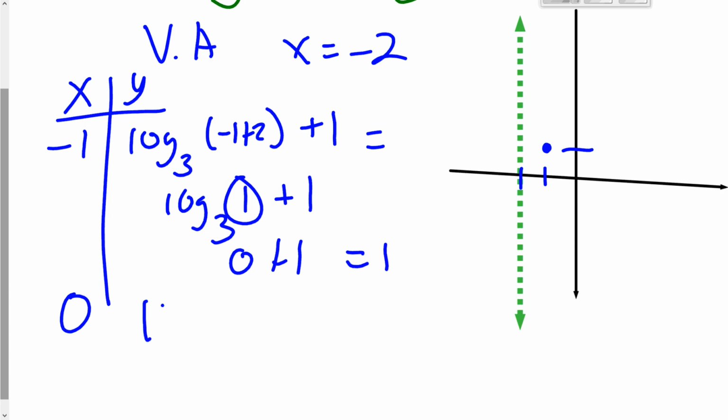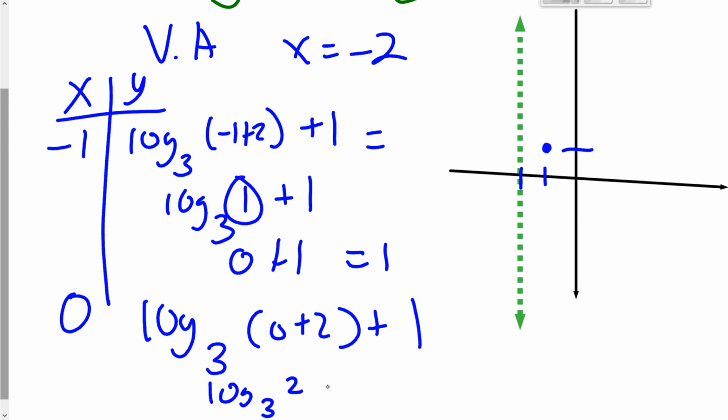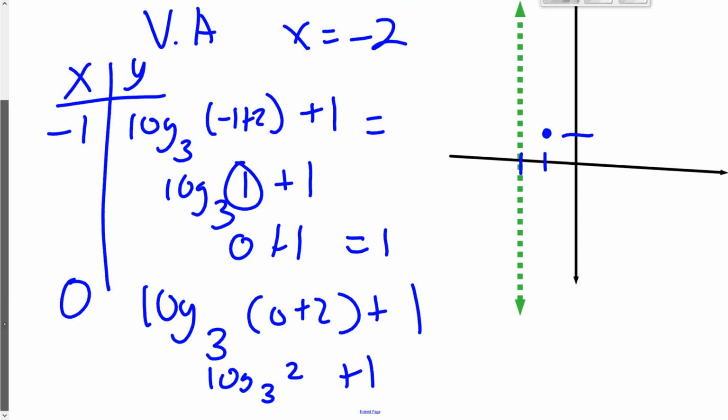Now how about if we plug in 0 for x? That would be log base 3 of 0 plus 2, and plus 1 after I take that log. So that would be log base 3 of 2, and then add 1. Well, I don't know that answer. 3 raised to what is 2? We're learning the change of base formula in the future, and that will help us solve that. But I don't know it off the top of my head, and I would have to round and estimate where that point goes. I want some kind of whole number, because those are easy to graph. Why don't we just put in the next number? How about 1?